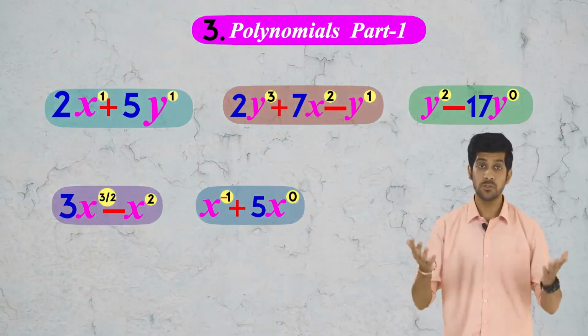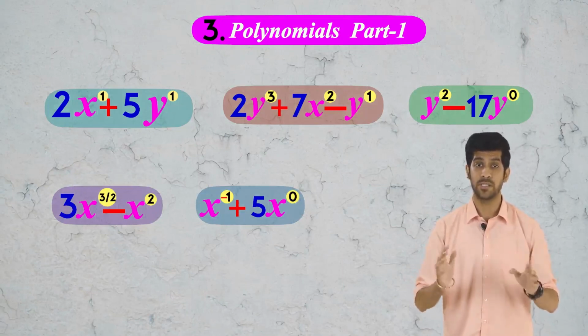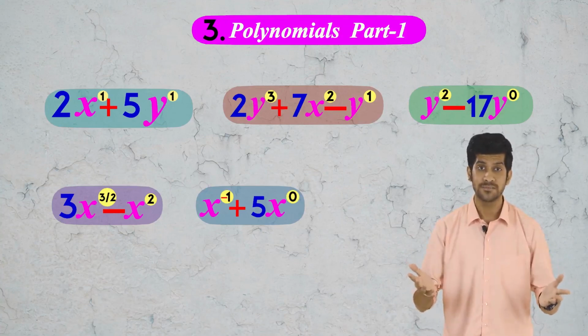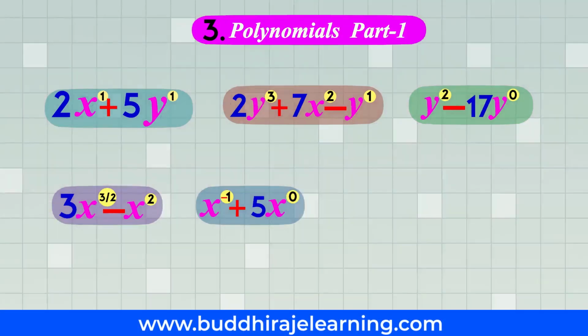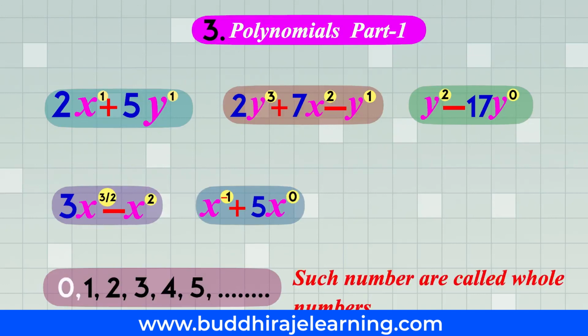Now students, what are polynomials? Polynomials are those expressions in which all the powers of variables are whole numbers. Now again students, what are whole numbers? All the powers of variables are whole numbers. Whole numbers are these: 0, 1, 2, 3, 4, 5, etc. Such numbers are called whole numbers, which start from 0 and then go on till infinity.